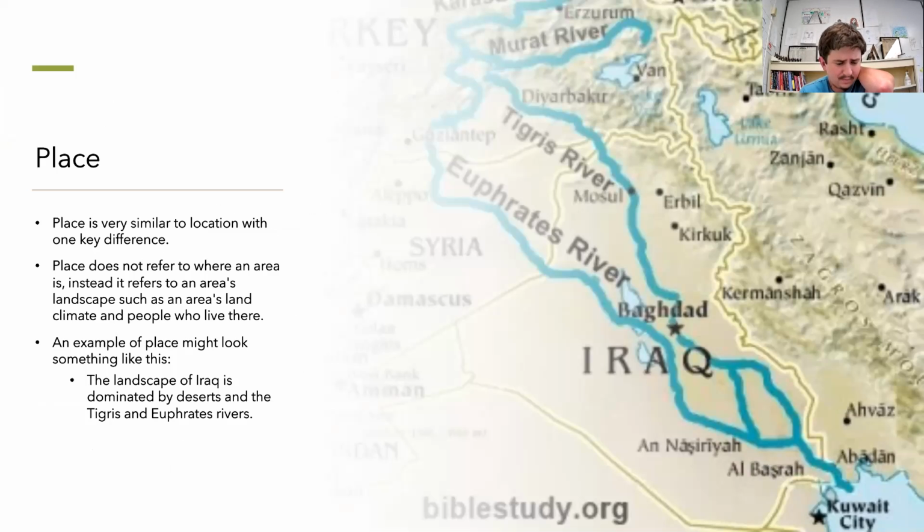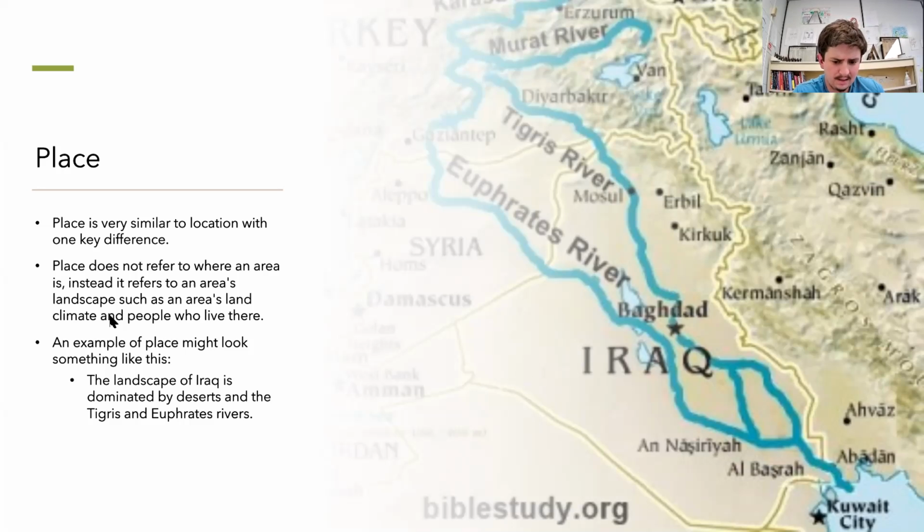So an example would be something like the landscape of Iraq, you see here, is dominated by deserts and the Tigris and Euphrates rivers. So based off of that, you get an idea of what the place Iraq is like. It doesn't really tell you where Iraq is in the world, but it can tell you, okay, if you're in Iraq, this is what you will see. You'll see deserts and these two rivers, the Tigris and Euphrates.